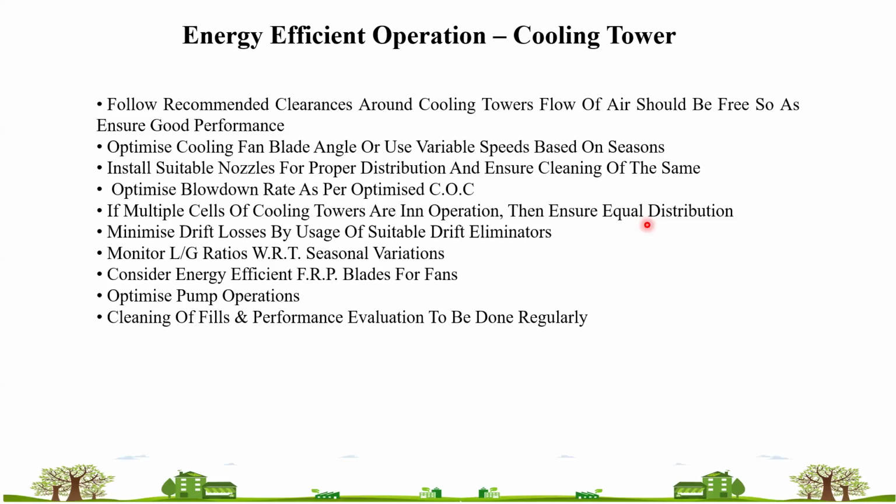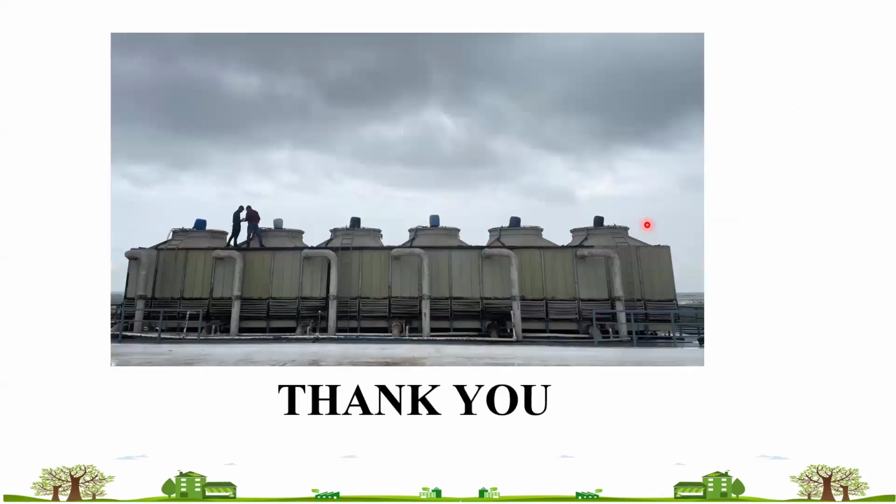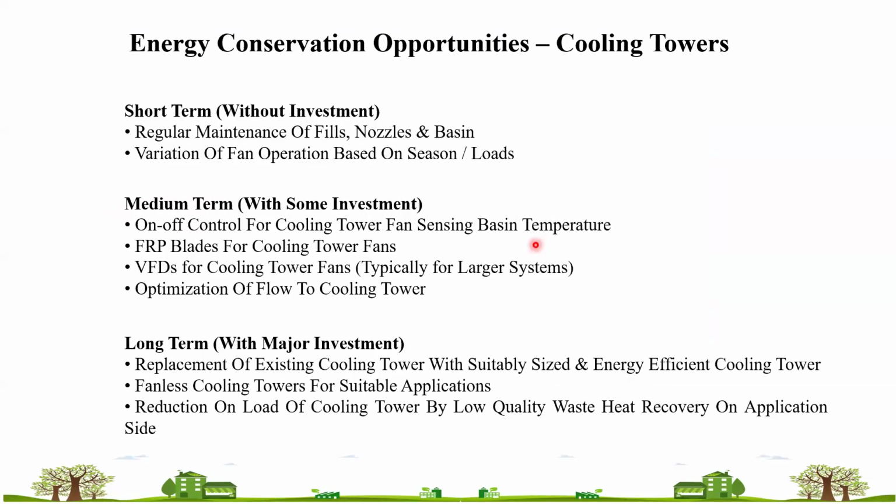Then where multiple cells of cooling towers are in operation, the water has to be distributed uniformly. Means if you are operating multiple cells, your water distribution has to be equal. Not that one cooling tower gets more water and another gets less water. So your entire cells are connected with each other. If it is a system of 600 m cube per hour and six cooling tower cells are there, so water has to be near to 100. Every cooling tower cell has to be near to 100 m cube per hour.